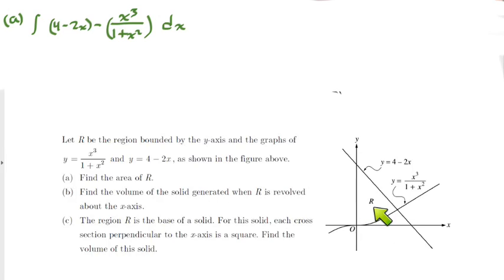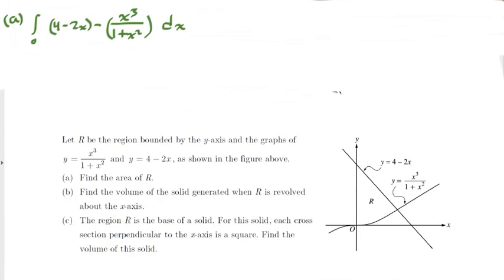Well, since this area is bounded by the y-axis, the lower bound is 0. This point right here where the two lines intersect, that's the end of region R. So what we need to do is find the intersection between those 2 points. So we got to bust out our calculator.